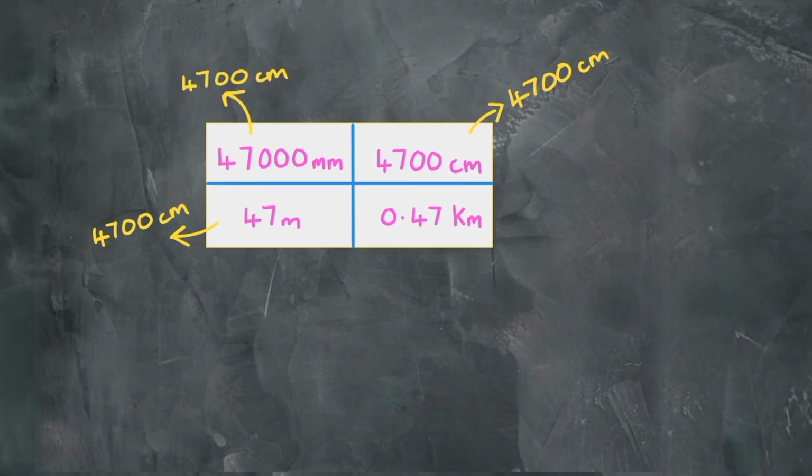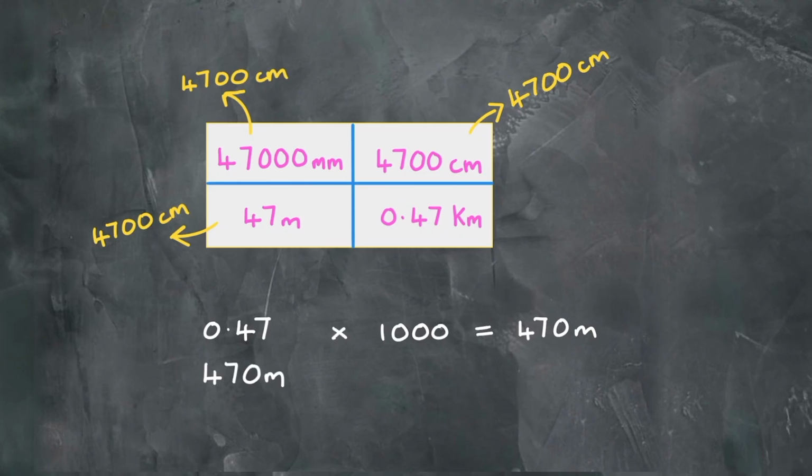Our last box is in kilometres. What I'm going to do here is convert kilometres to metres. Once I've done that, I will then convert the metres into centimetres. I will take my 0.47 kilometres and multiply that by 1,000 because there are 1,000 metres in a kilometre. That gives me an answer of 470 metres. I will now take the 470 metres and multiply that by 100. As there are 100 centimetres in a metre, this gives me an answer of 47,000 centimetres.